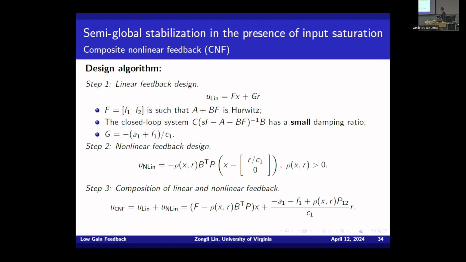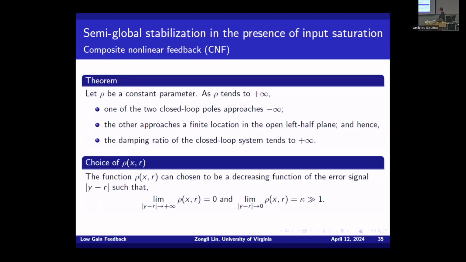Remember this high gain feedback law here. Here I make it state dependent. So if the output and R are getting very close, then I increase the gain. And you can prove that it increases the damping ratio. So you add these two together, and this gain, I will choose with this property, right? When the output is close, I make this large. When the output is far away, I make it small.